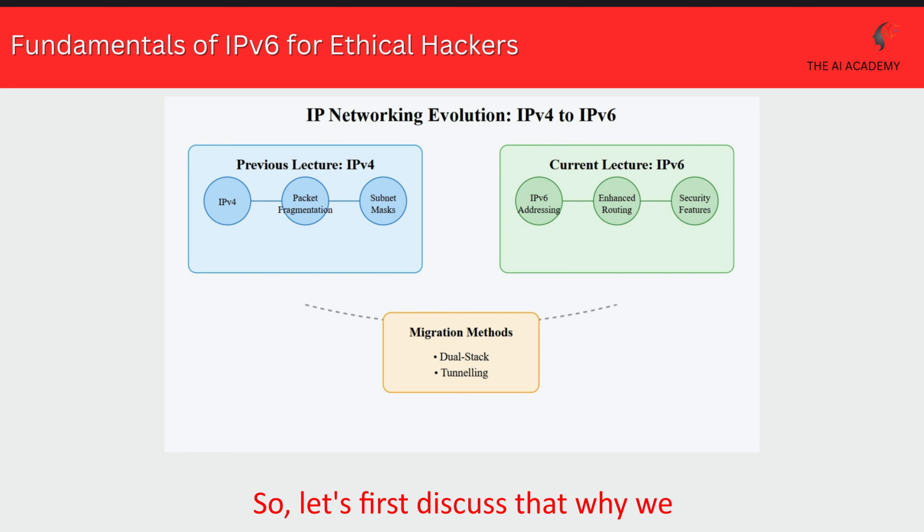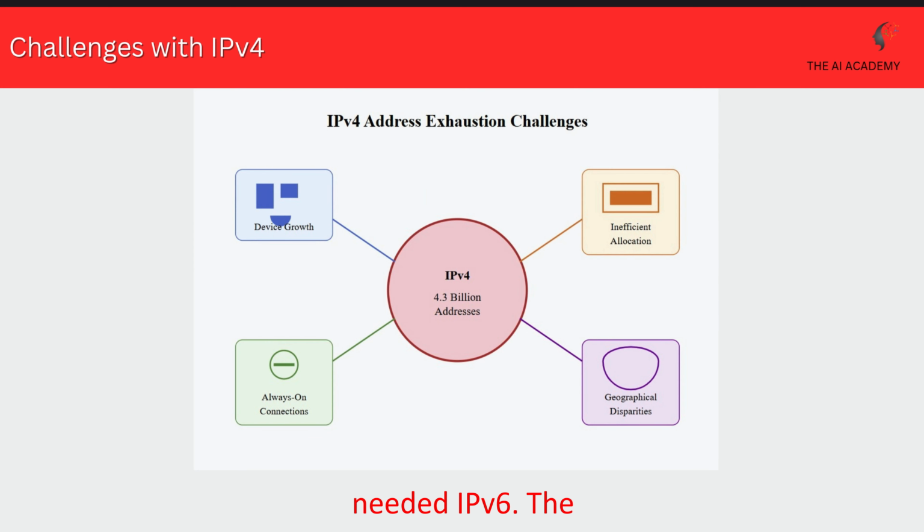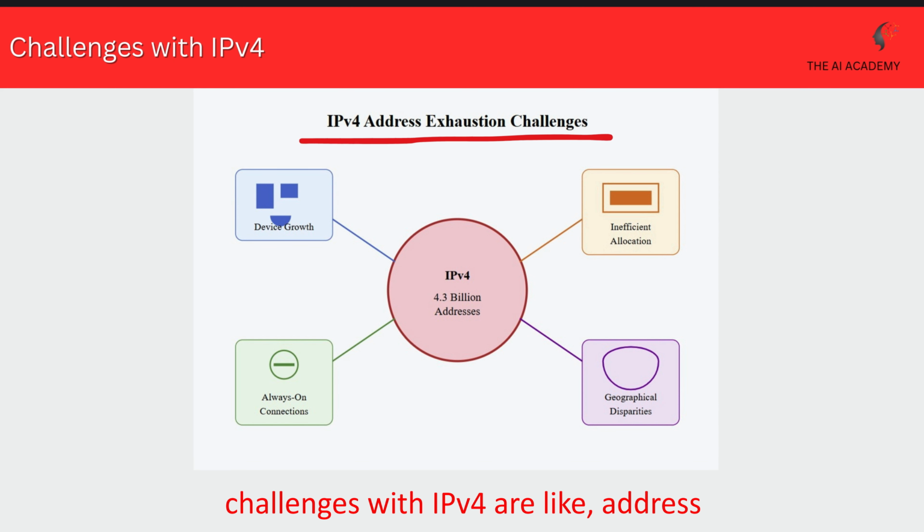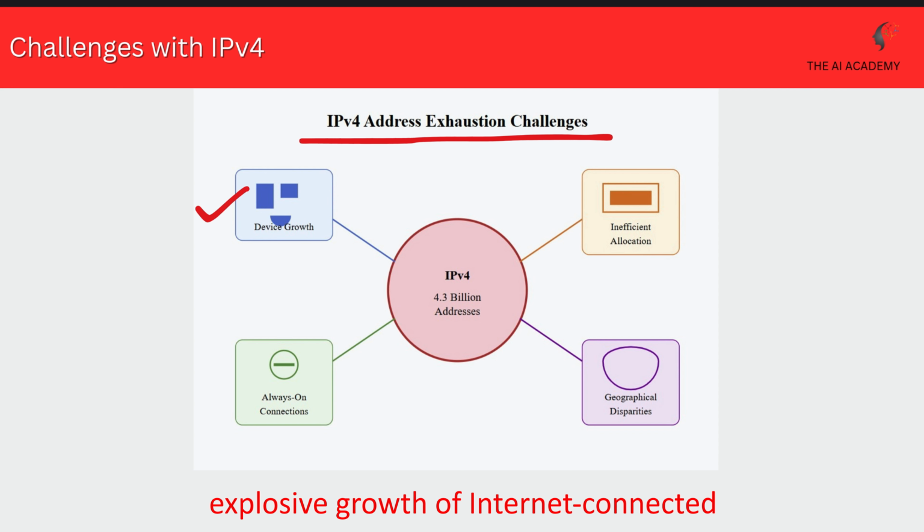So, let's first discuss why we needed IPv6. The challenges with IPv4 are address exhaustion and its impact. IPv4 uses 32-bit addressing, which provides a theoretical limit of approximately 4.3 billion unique IP addresses. While this number may seem large, several factors have contributed to IPv4 address exhaustion, such as the explosive growth of internet-connected devices. The rapid proliferation of personal computers, smartphones, IoT devices, and industrial sensors has far outpaced the number of available IPv4 addresses. The inefficient address allocation.